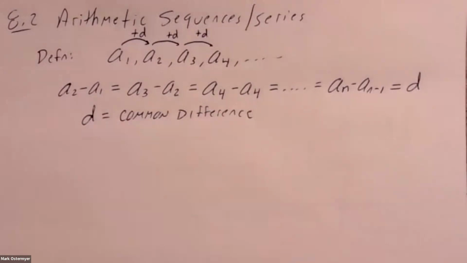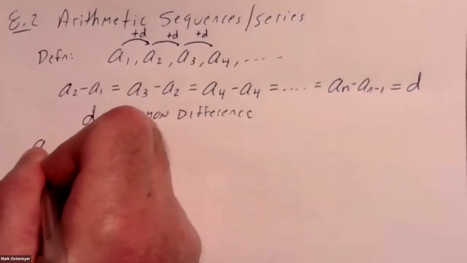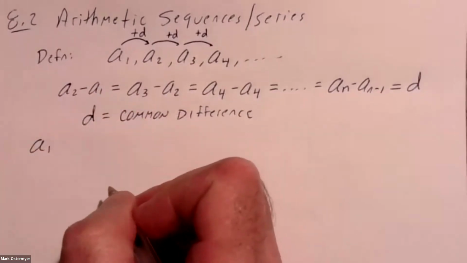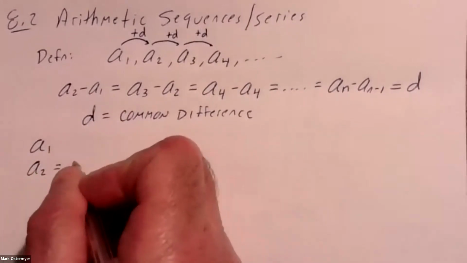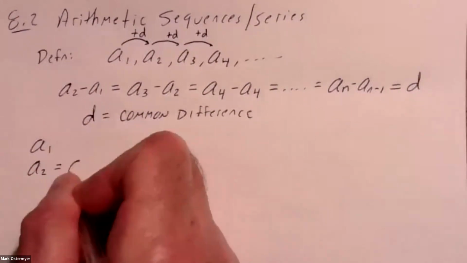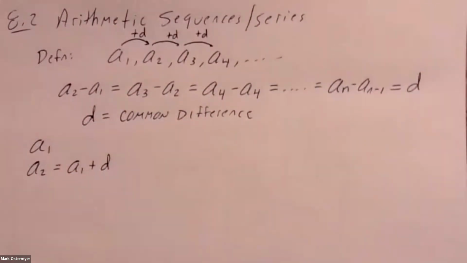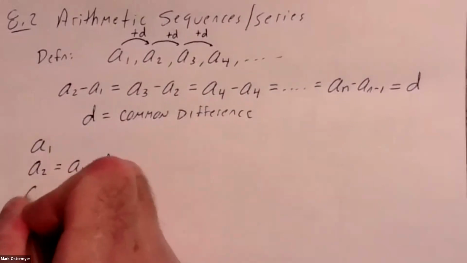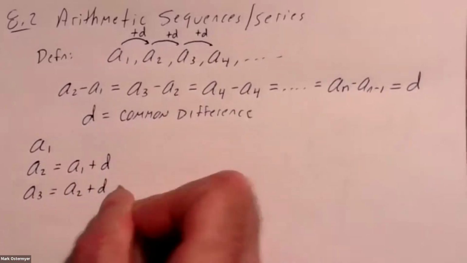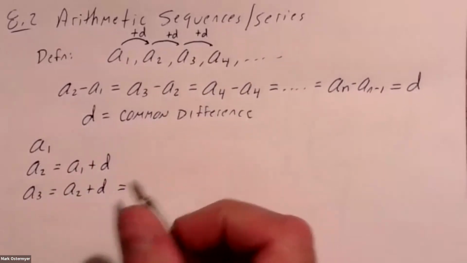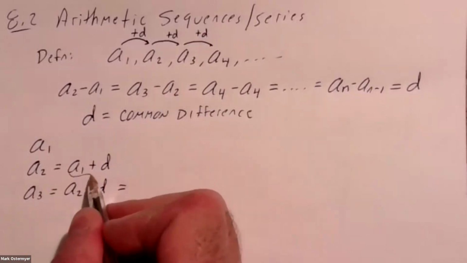All right, now with that definition, I'm going to derive a formula called the nth term rule formula for an arithmetic sequence. Here's our first term of our arithmetic sequence. The second term is found by taking the first term and adding to it the common difference. The third term is found by taking our second term and adding the common difference. But we have a name for our second term. It's really the first term plus the common difference.